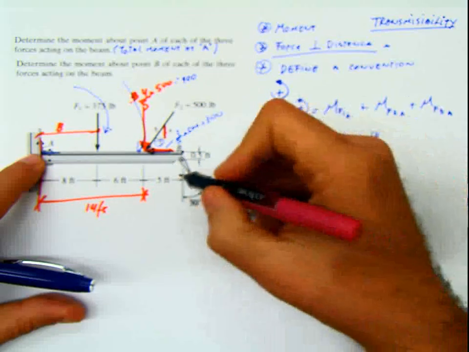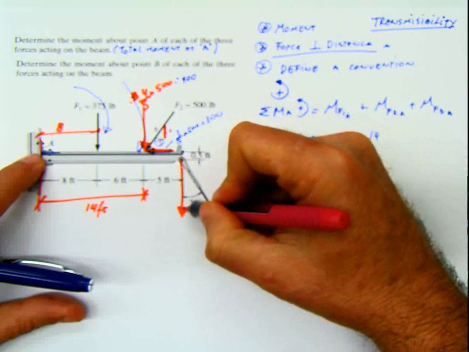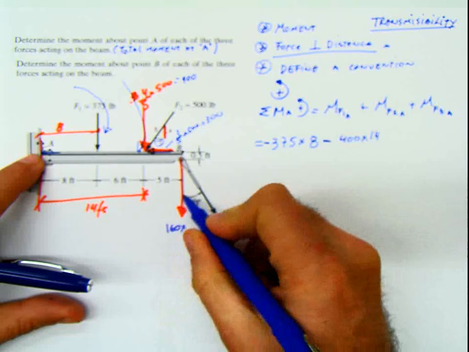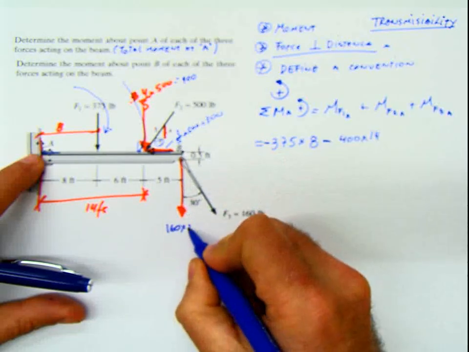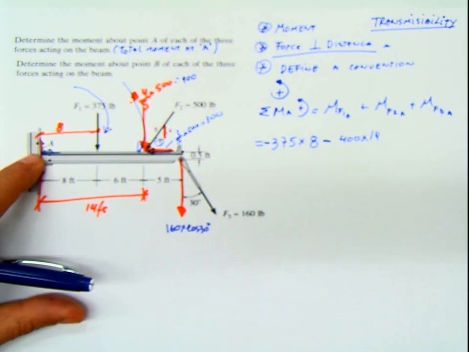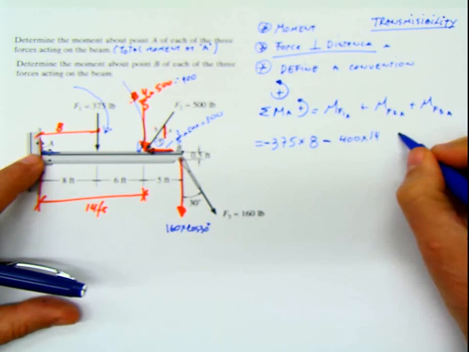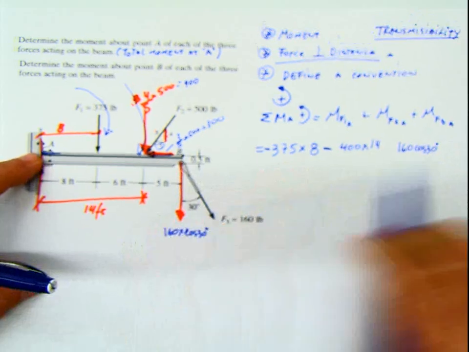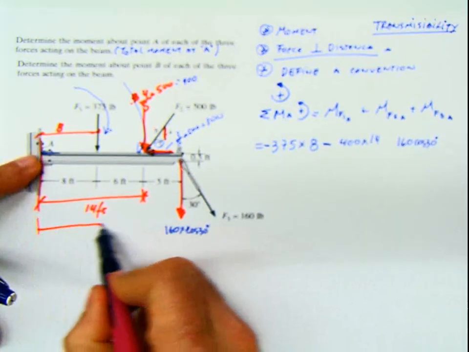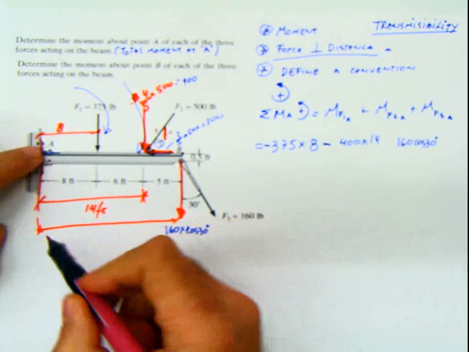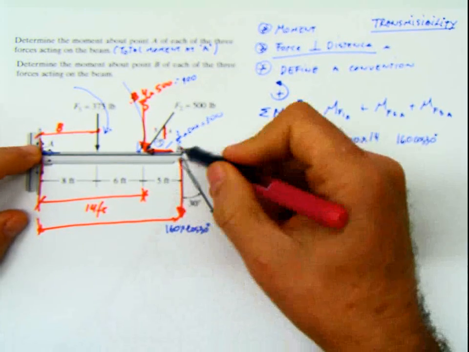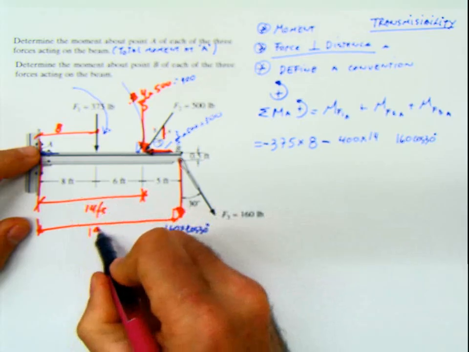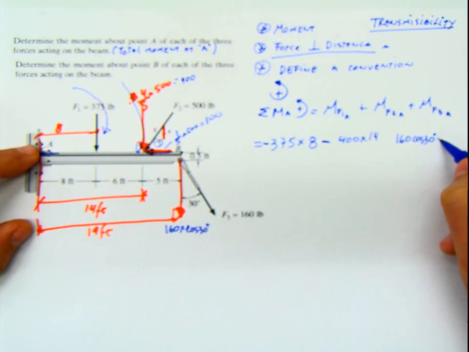Now let's go to the force 3. Force 3 has a vertical component, and this vertical component is going to be 160 multiplied by cosine of 30 degrees, because it's adjacent. One more time, the force is 160 cosine 30, and it's vertical. The distance then has to be horizontal from the point A, which is here, to the location of any point in the line of action, perpendicular, of course, of that force. And this distance is 19 feet. So I'm going to multiply this by 19.